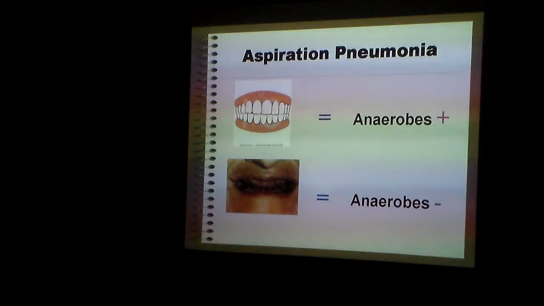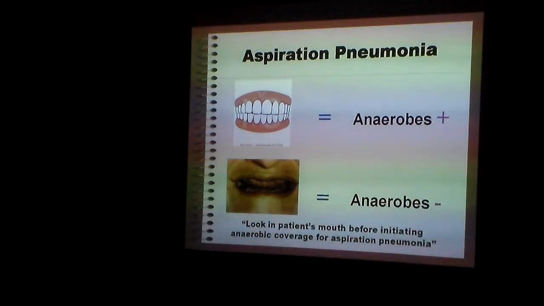So aspiration pneumonia, what are you going to look for? What antibiotics to use is determined by the teeth, okay? If a patient doesn't have teeth, they do not have anaerobes in the mouth. So if you call it aspiration pneumonia, and if I ask you on the weekend, did you look in the patient's mouth? That's what I'm asking. No teeth, no anaerobes. No anaerobic coverage needed, okay? So you don't need to cover them. So next time, look in the patient's mouth before you initiate anaerobic coverage for an aspiration pneumonia, okay?